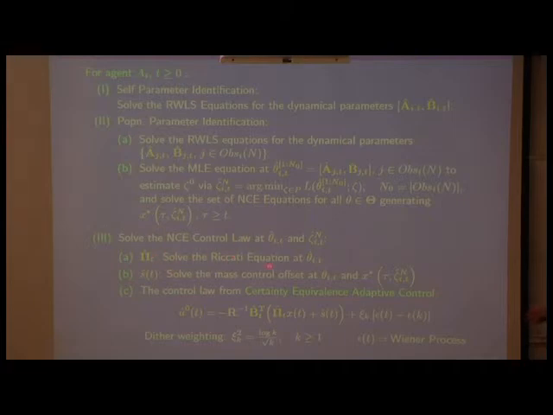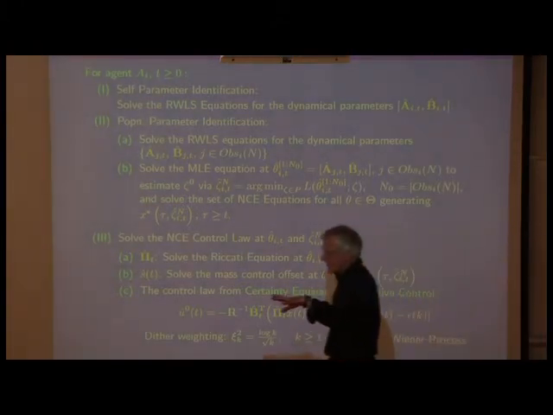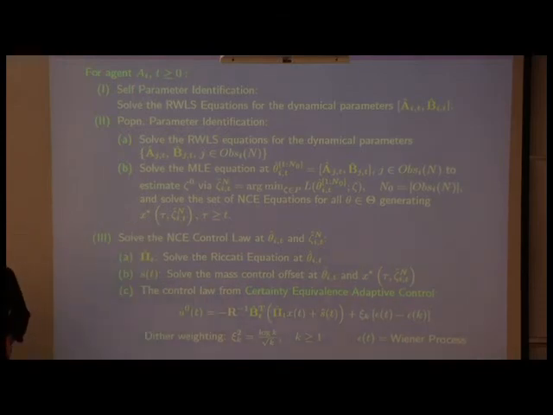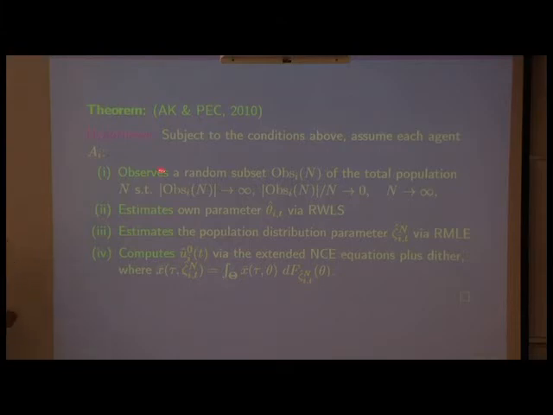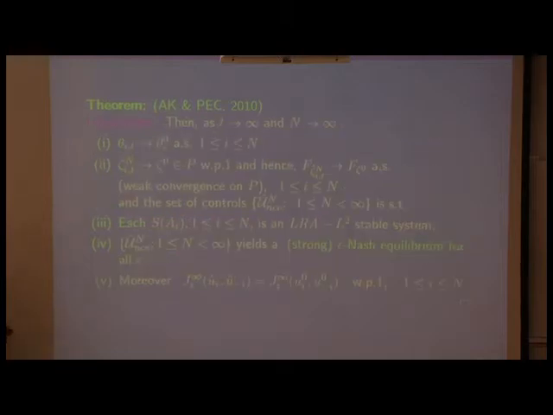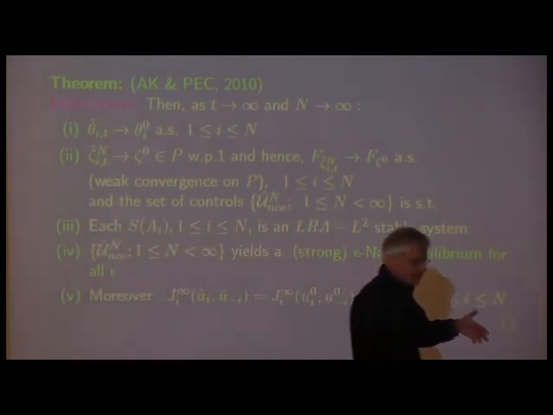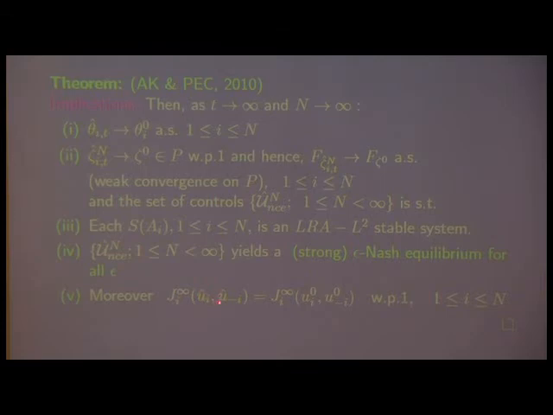So the ith agent will solve its own, even its estimated Riccati equation, because the Riccati equation depends on its own parameters, and it even has to estimate those. It has to solve the mass offset control, the NCE equations, with estimates of its own parameters and the mass parameter distribution. Okay, and then this is the control law which is then used, and there are some technicalities here which I won't take you into, to ensure that you get asymptotic convergence of the parameter estimates.